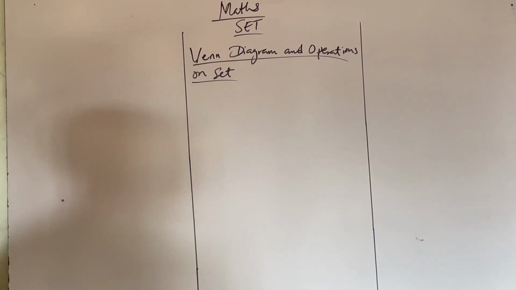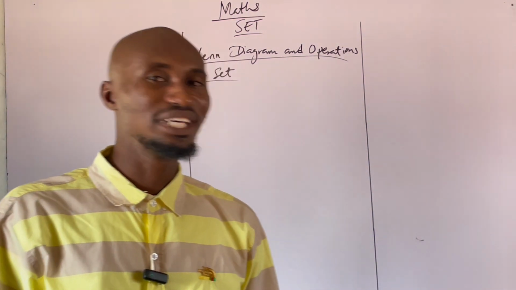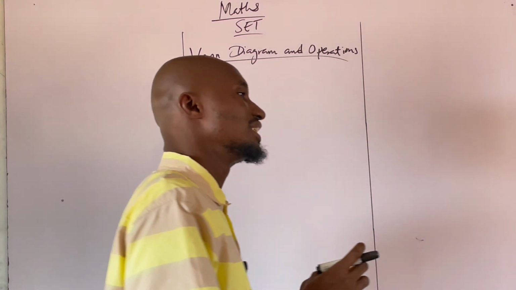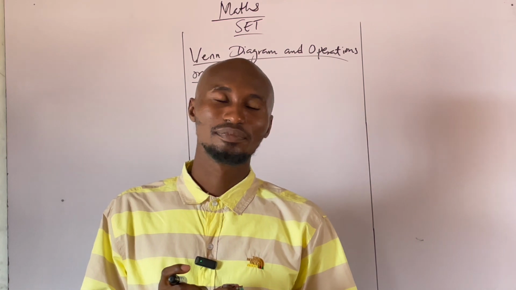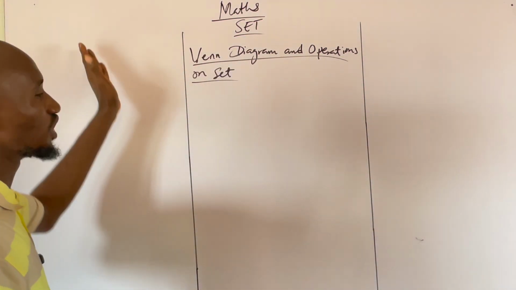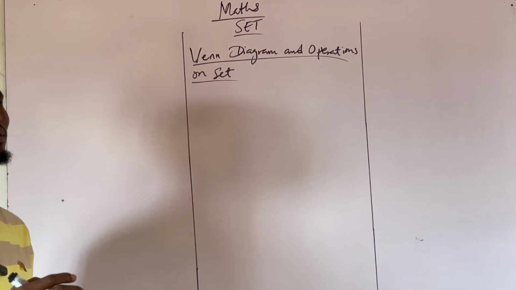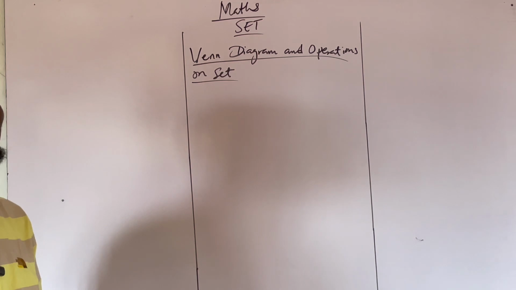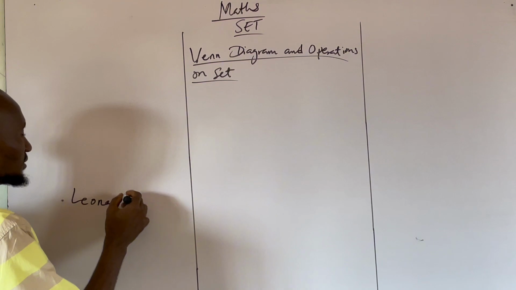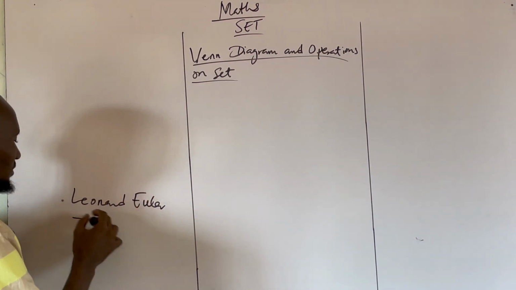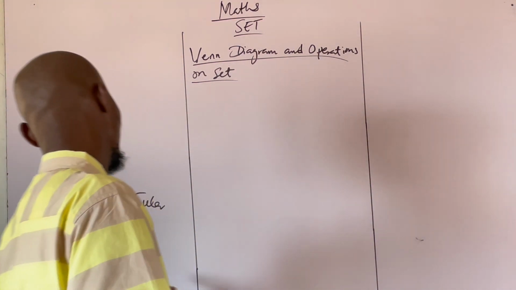So now, what is a Venn diagram? A Venn diagram is an instructive diagram that depicts, or should I say, that shows the information in relation to set problems. And this Venn diagram was discovered by two men. One, John Venn. The second person is Leonard Euler. But it is popularly known as Venn diagram.